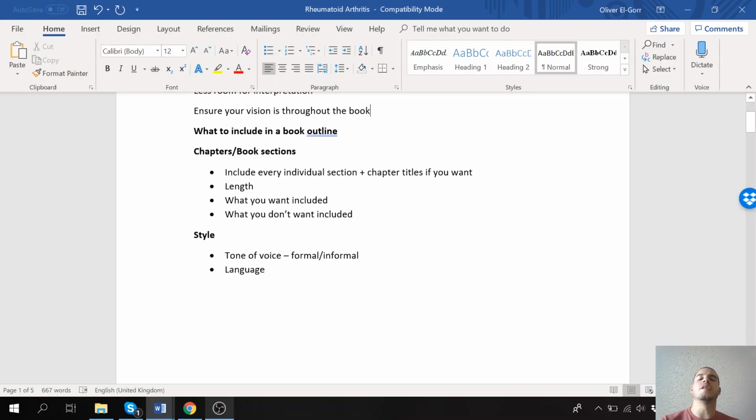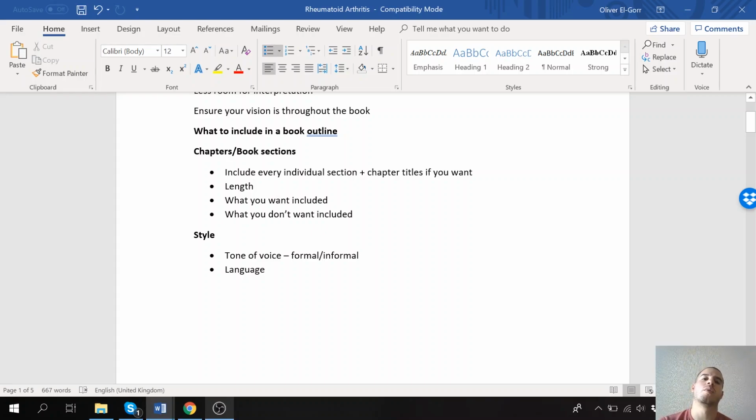So what do you include in a book outline? Two basic steps: the chapters or the book sections, and then the style of writing that you want. You need to include every single individual section plus the chapter titles, if you want to do that. I personally write the chapter titles afterwards. Include the length of each chapter.